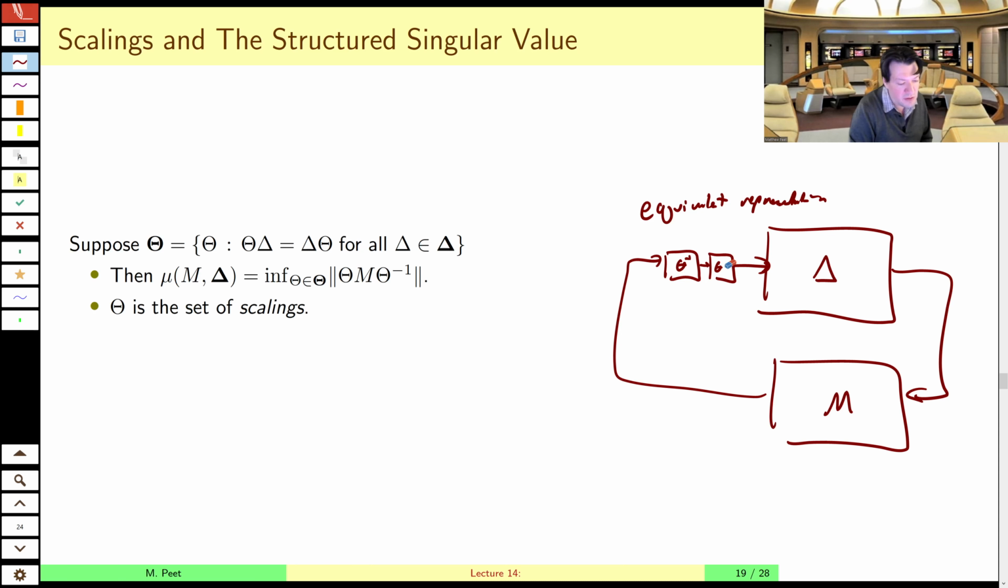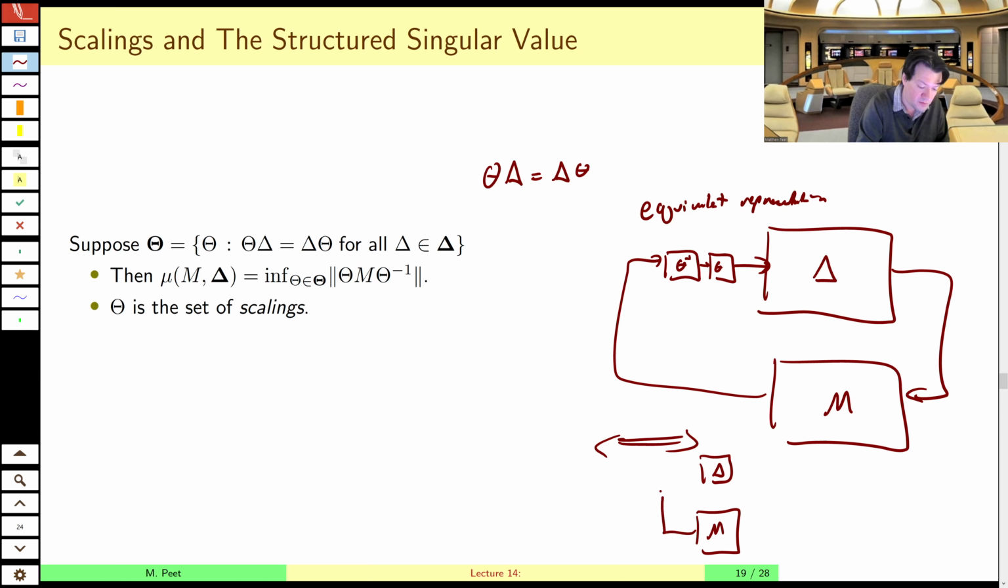Now, the interesting bit is if theta commutes with delta, that is, if theta delta equals delta theta, so that applying the theta first and then the delta is equal to applying the delta and then the theta, then we can move this one little block to the other side of delta. So we can get M, delta, theta inverse, and then we move theta to the other side of delta, and we get, again, an equivalent representation, if delta commutes with theta.